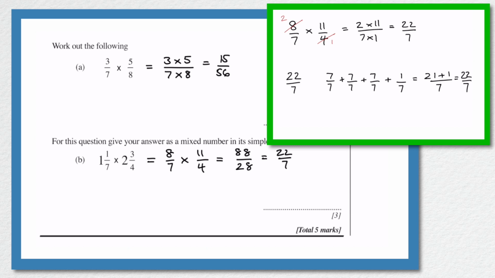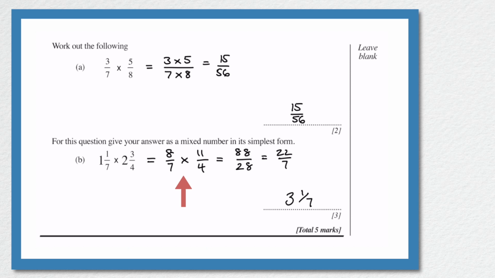So that's 3 lots of 7 sevenths and 1 seventh. So 22 over 7 can be written as 3 and 1 seventh. So for this type of exam question, the chances are that you'll be expected to convert the mixed numbers into improper fractions, perform the multiplication, then convert back into a mixed number in its simplest form to get all the marks.